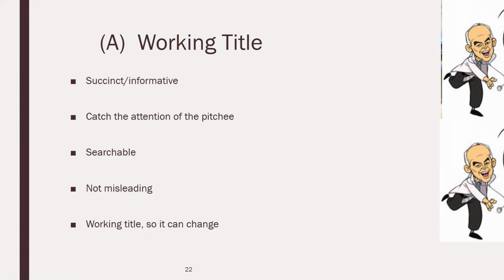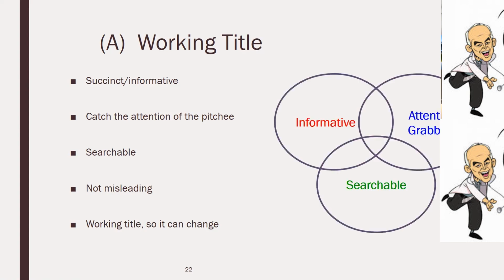So as a novice researcher, don't be scared of putting any title. Just put a working title which you think covers the main theme of the project, and later on you can refine it. What are the three criteria that I would like to highlight here for a working title? A working title should be informative. It should tell the big picture of your research project. It should be attention grabbing, and it should be searchable.